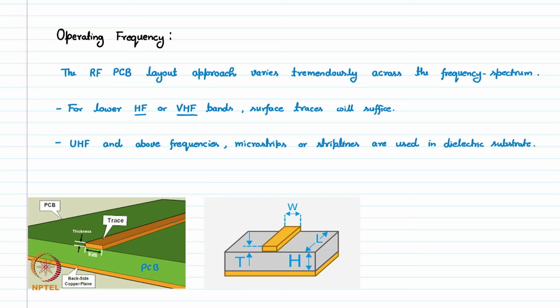Which looks something like this. We have the substrate here and the bottom is ground plane, and on the top we have this microstrip. And the width of this microstrip is carefully chosen or calculated so that the characteristic impedance is always 50 ohm standard.